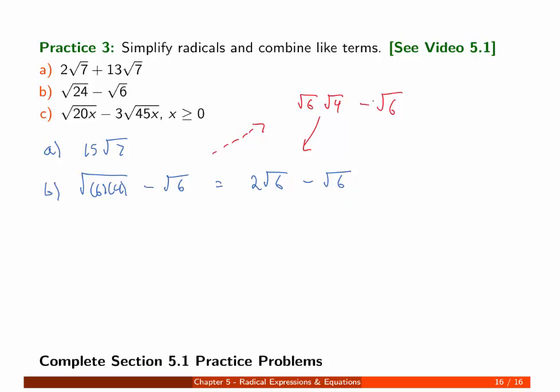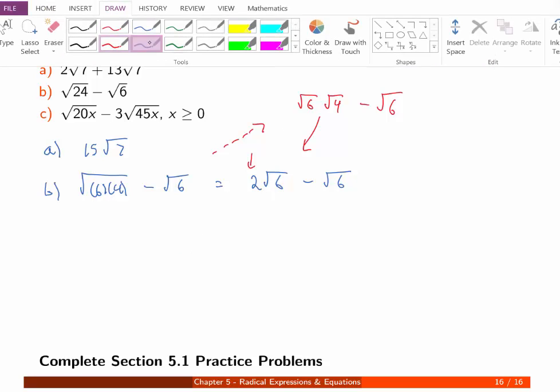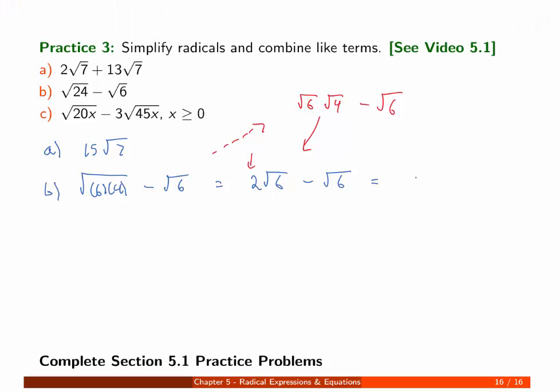You get 2 root 6 minus root 6. I throw the non-radical out front. Okay, this comes out to be root 6. There's really a 1 in front of here, so it's 2 minus 1 basically. And the root 6 is identifying what you're working with.